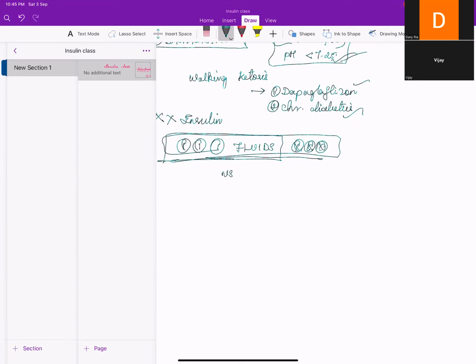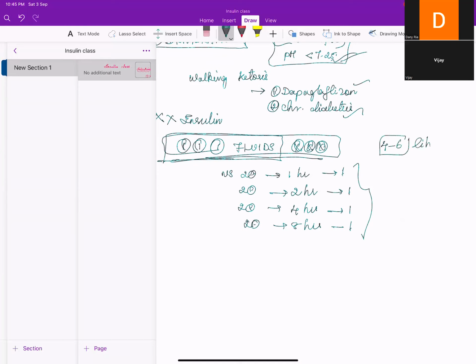And that's a simple formula. 2 pints to be given over 1 hour. Next 2 pints over 2 hours. Next 2 pints over 4 hours. Next 2 pints over 8 hours. So 1 liter over 1 hour, 1 liter over 2 hours, 1 liter over 4 hours, another 1 liter over 8 hours. The total deficit in DKA will be 4 to 6 liters of water. That's 4 to 6 liters of water lost in DKA.